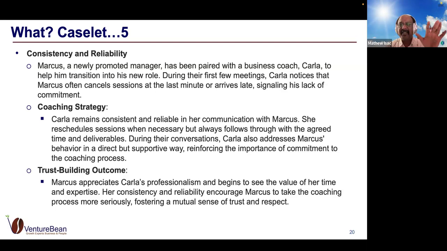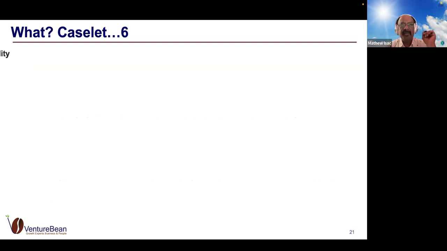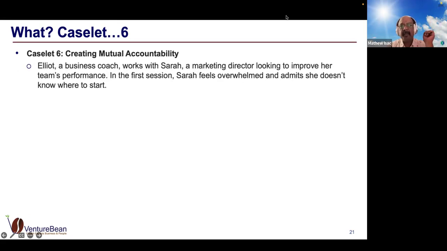Okay. The last one then, since Kingshuk is back. And this is the last one which we'll have. Kingshuk, you'll take this. Keep in mind, this is the caselet. The words are important. Mutual accountability is what we're focusing on. The coach works with Sarah, marketing director. She wants to improve team performance. She feels overwhelmed. She doesn't know where to start.